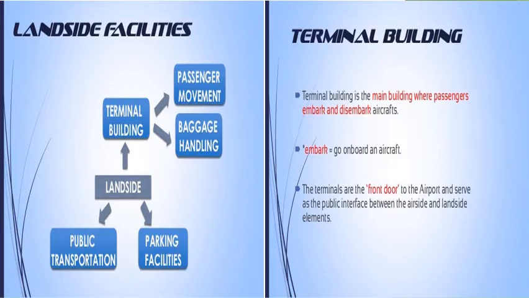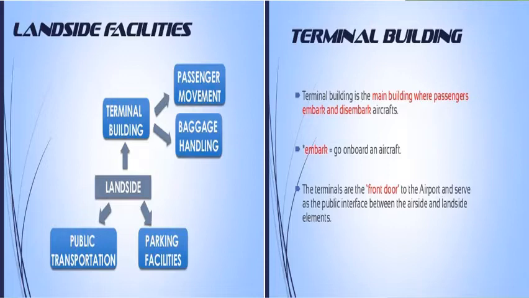Other than terminal buildings, we have landside facilities. What does landside facility mean in the airport itself? They give public transportation, which may include trains, buses or cab services. Parking facilities are for all passengers' vehicles along with taxis. Baggage handling means conveyor belts, where you can get your baggage. Passenger movement is inside a building, where you will be walking in and around. Here the passengers embark, that is, go on board a flight. Embark is a word used for passengers getting into the flight.